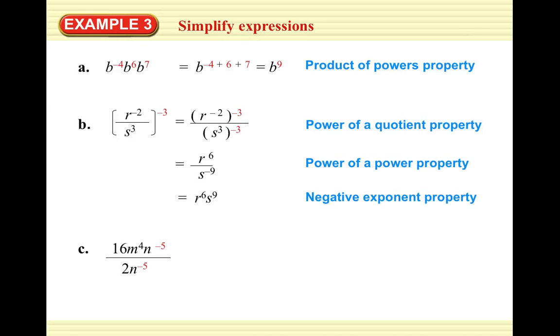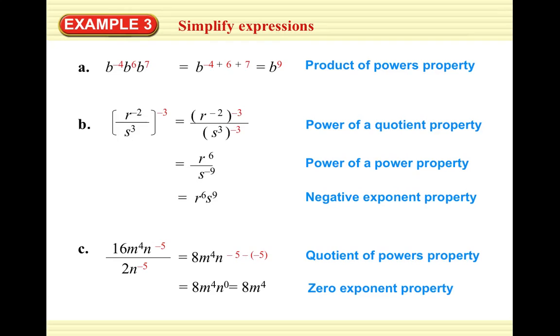All right, getting a little more complex, let's take a look at what happens. What I like to do is try and simplify as much as I possibly can in the first place. So to me, I see 16 and 2 can be simplified, becoming 8 over 1. So obviously the 1 becomes invisible. And then technically speaking, what's happening with that n to the -5th over n to the -5th is that we are using the quotient of powers property, meaning we are subtracting the exponents of -5 minus -5. But of course we know that means it's going to become 0.